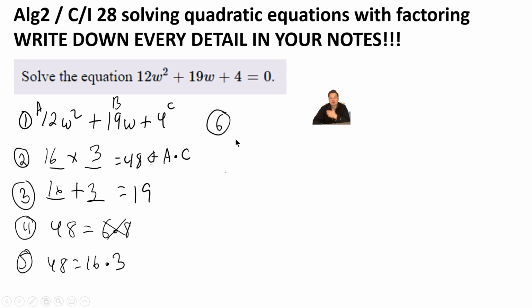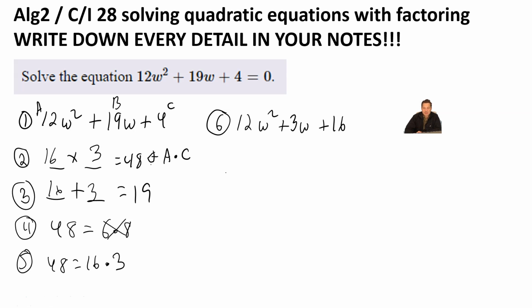The next step is to rewrite the middle term. I'm going to have 12w squared, and I have to be careful about how I choose to rewrite the middle term. Remember that we are taking 19w, which is B, and we are rewriting that using the 16 and the 3. So I have to decide whether the 3 should go with the 12 or the 16. Let's think about this for one second. How do we place these middle terms? I'm going to arrange them this way.